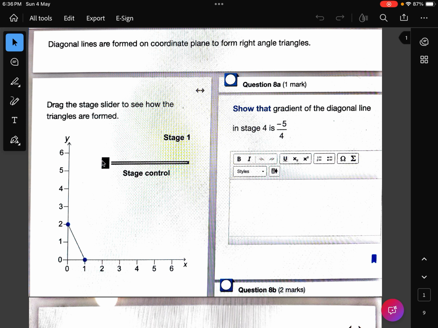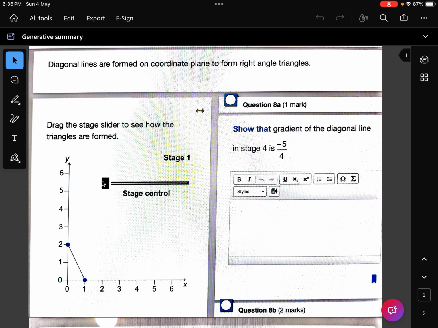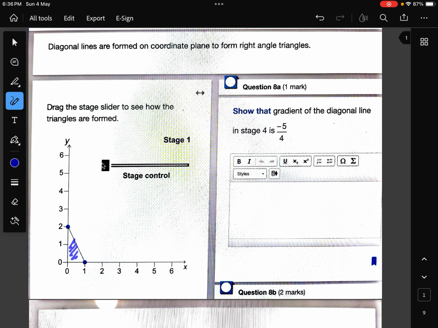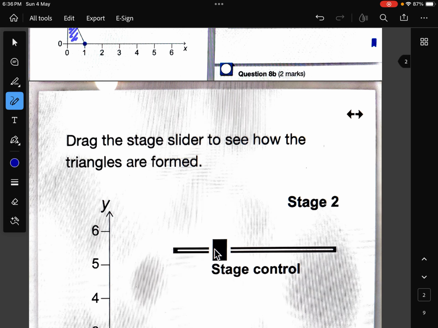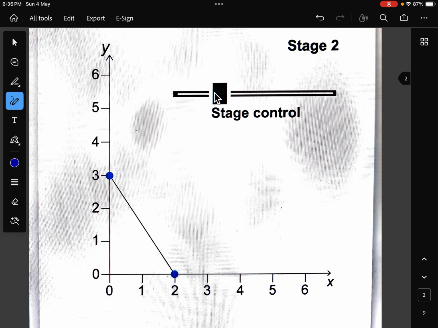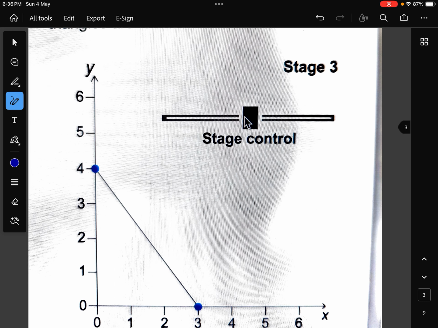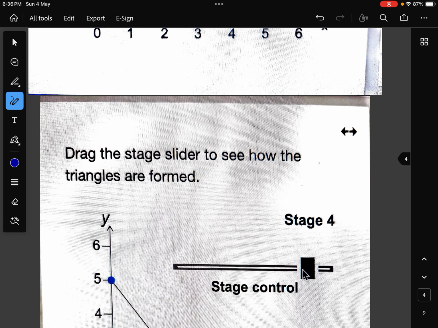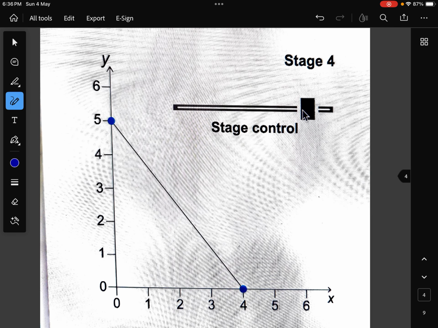In stage 1, you realize that there is a triangle being formed here. That's stage 1. Then in stage 2, you have a triangle and the only difference is that it has been moved one to the right and the original point has been moved up one along the y-axis. And in stage 3, it goes one unit to the right and up 1 unit on the y-axis. And finally stage 4, pretty much the same as well.